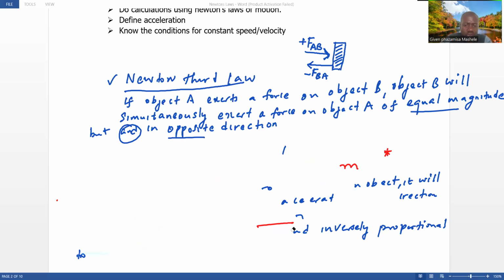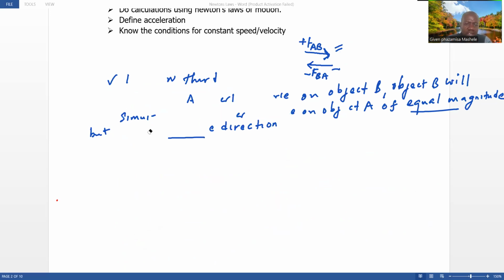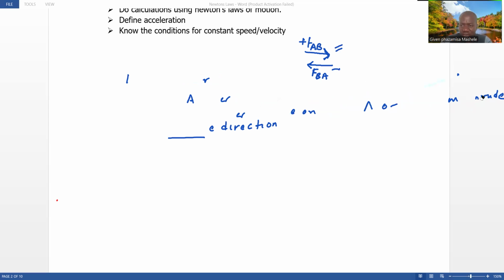Newton's first law states that an object will remain in its state of rest or will continue to move at a constant velocity unless a non-zero resultant force acts on the object. This is called the law of inertia.